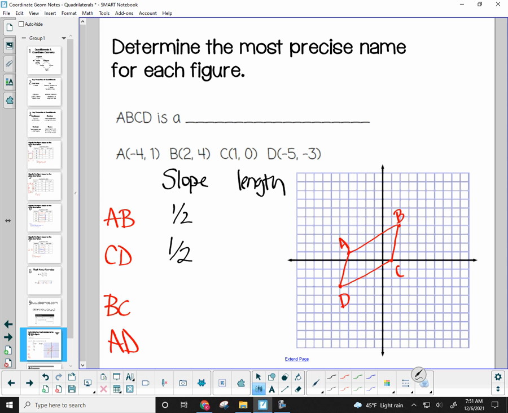All right, let's do BC. I got a +4, right? 4/1 or just 4. And then for AD, I went up 4/1, so it's 4 again. So even before we get to the length, what kind of shape is this going to be, at least? A parallelogram of some sort, right? Because we have two sets of parallel lines.